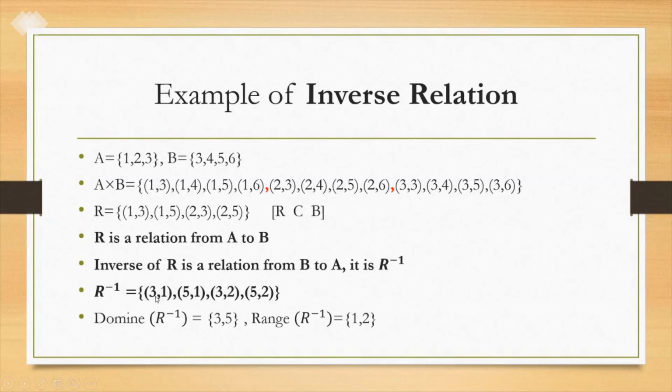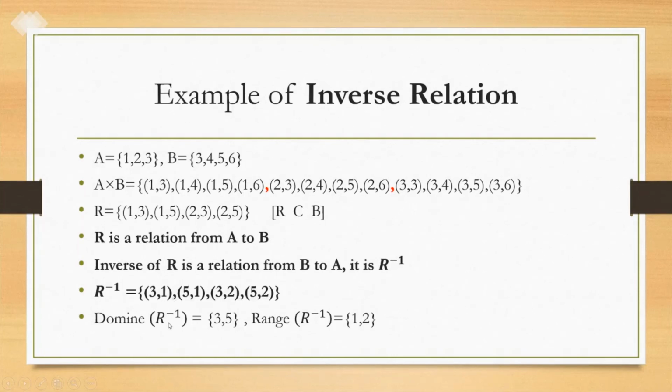So what is domain of R inverse? R inverse is a relation, right? R inverse is a subset of what? B cross A. (3,1), (5,1), (3,2), (5,2). This set is a subset of B cross A clearly, right? So R inverse is a relation from B to A. Now we have this relation. This relation has a domain and range.